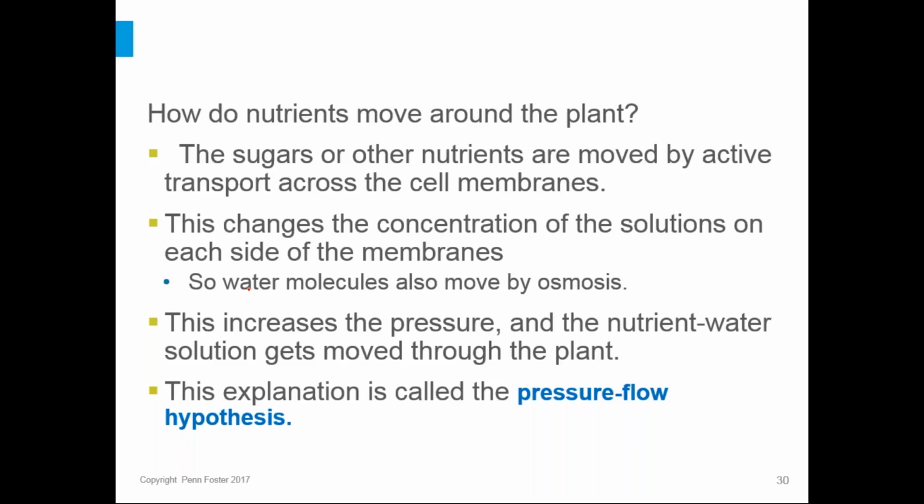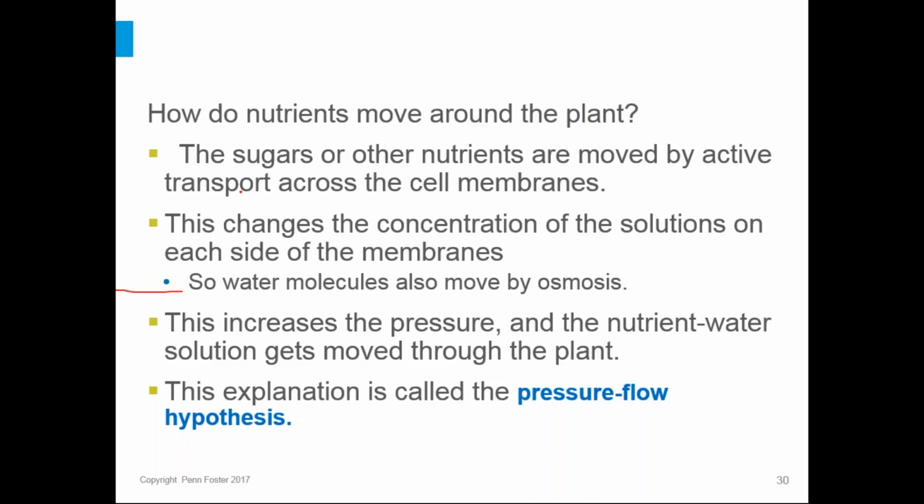So the sugars are moved into the sieve tubes in the plant using active transport across the cell membranes. Again, that's just the cell membranes using energy to move something from one side of the membrane to the other. Doing this changes the concentration of solutions on each side of the membranes, so the water molecules also move in by osmosis.